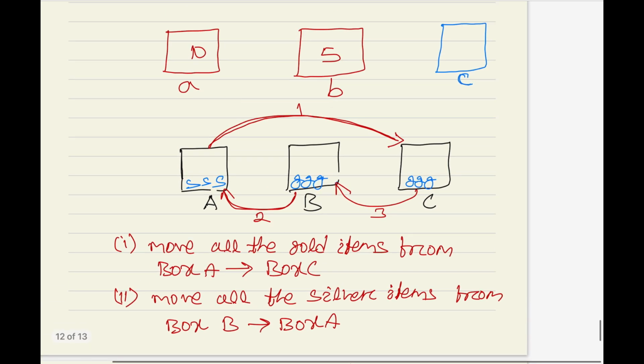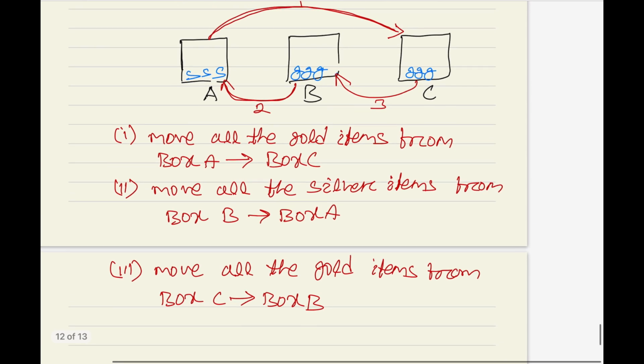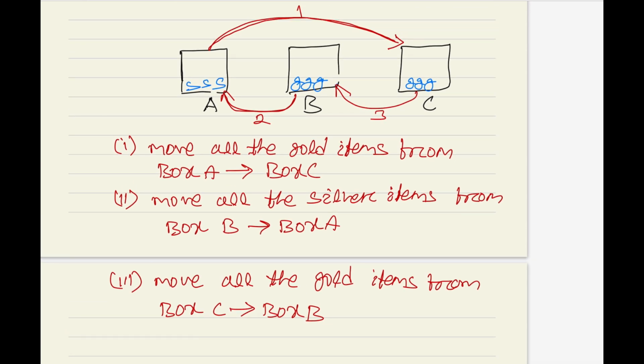So in this way we can swap the values of A and B. Mathematically we can write, move all the gold items from box A to box C. Mathematically, or in a programmatic manner, we can write this as: move the contents of box A to box C. So I can write C equal to A.